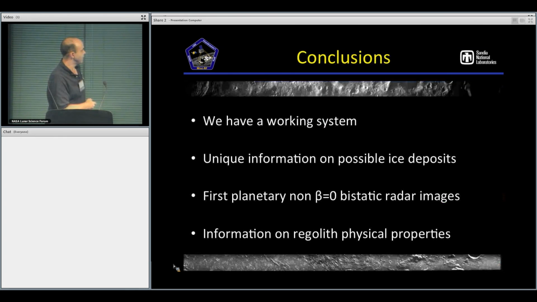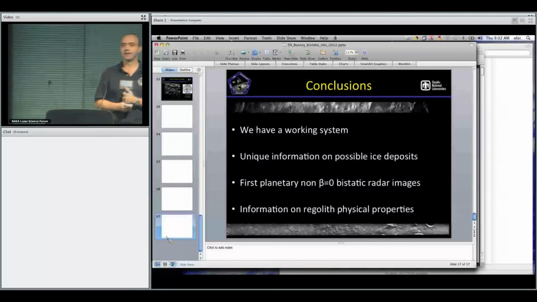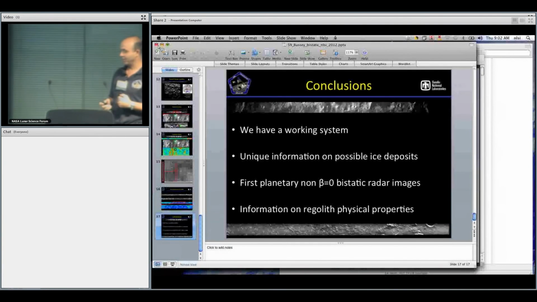And Lynn Carter on our science team, part of her project is that by having these data at 2 different bistatic angles, you should be able to determine the dielectric constant for the deposit, and from that you should learn more about it, such as potentially porosity and composition.